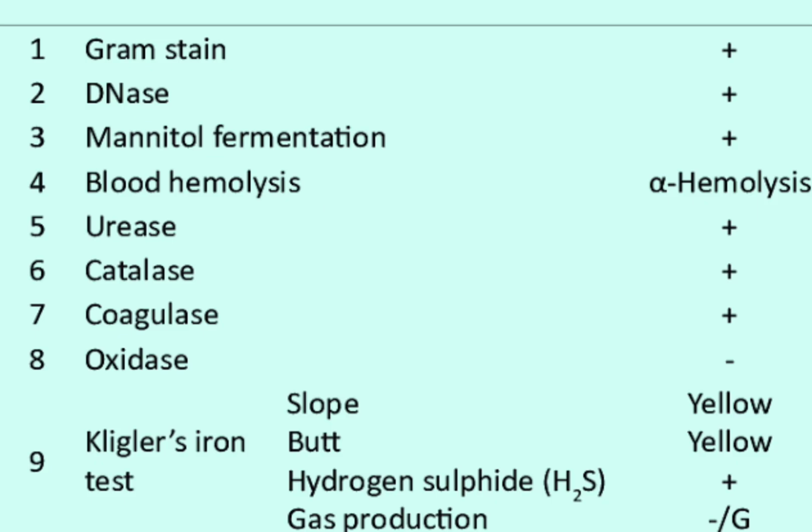A common member of the normal flora of the skin and mucous membranes, especially in the nose and pharynx. An opportunistic pathogen that can cause various infections, ranging from minor skin infections to life-threatening diseases such as pneumonia, endocarditis, septicemia, and toxic shock syndrome, producing various virulence factors such as cell wall components, enzymes, and toxins that help it evade the host immune system and damage the host tissues.